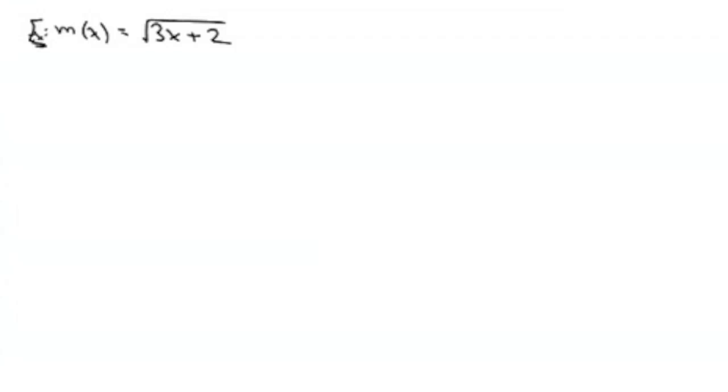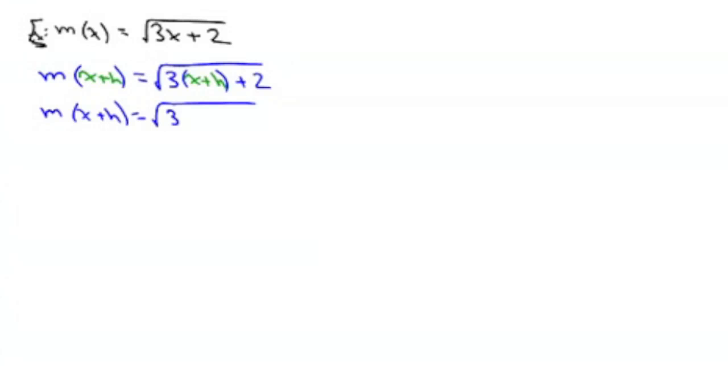Same first step. We need to find m of x plus h. So you go through and wherever you see an x, you replace it with parentheses. What goes in the parentheses is x plus h. Again, there's not a lot of work in the beginning of this one. It's mostly at the end. So you expand it out and you get your m of x plus h, which is equal to the square root of 3x plus 3h plus 2.